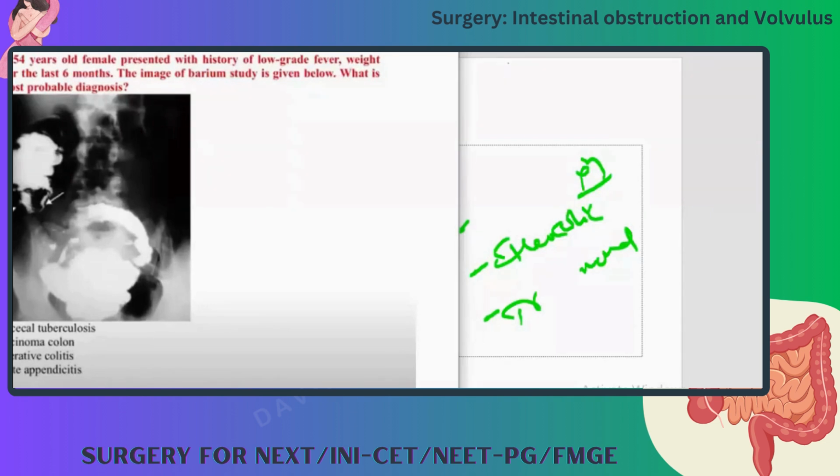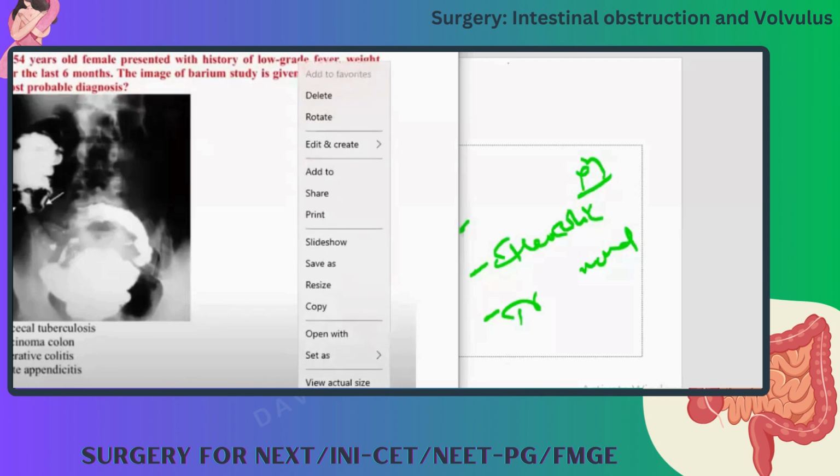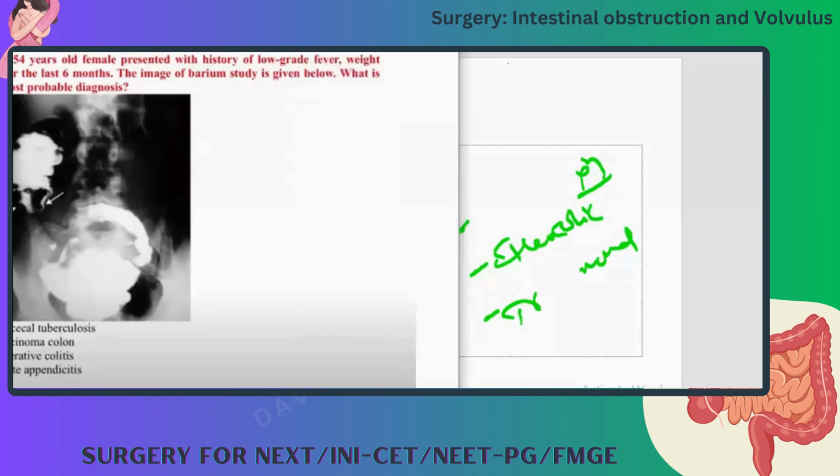Low grade fever we can't explain with malignancy. Weight loss we can explain, but low grade fever we can't. So it is ileocecal tuberculosis. There is a growth here, that's why the barium is surrounding the growth. This is known as the hyperplastic type of ileocecal TB.